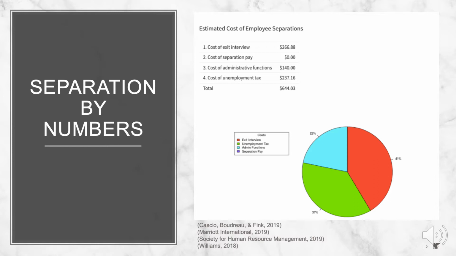This gives us a cost of $644.03. Now, this does not sound like very much, but once again, this is just for the physical cost of separation. As we calculate the training and other pieces of this, it becomes much higher. And so leading us to our next area of what can we do?